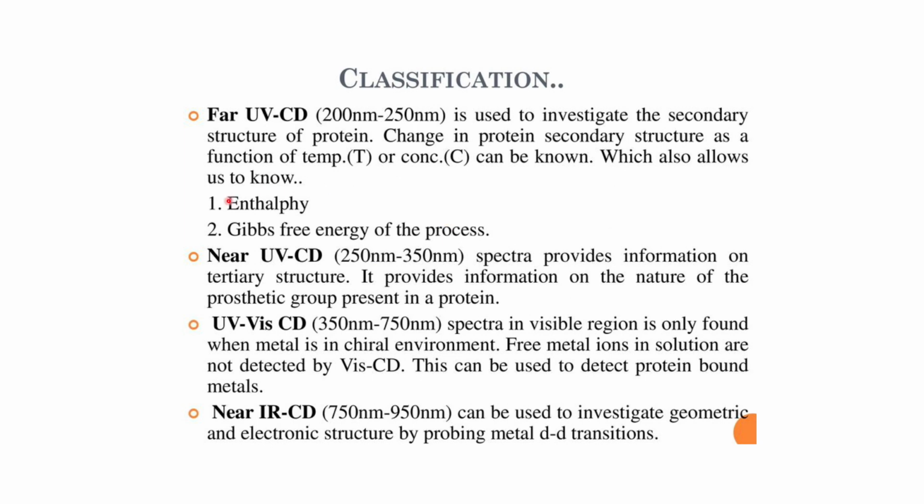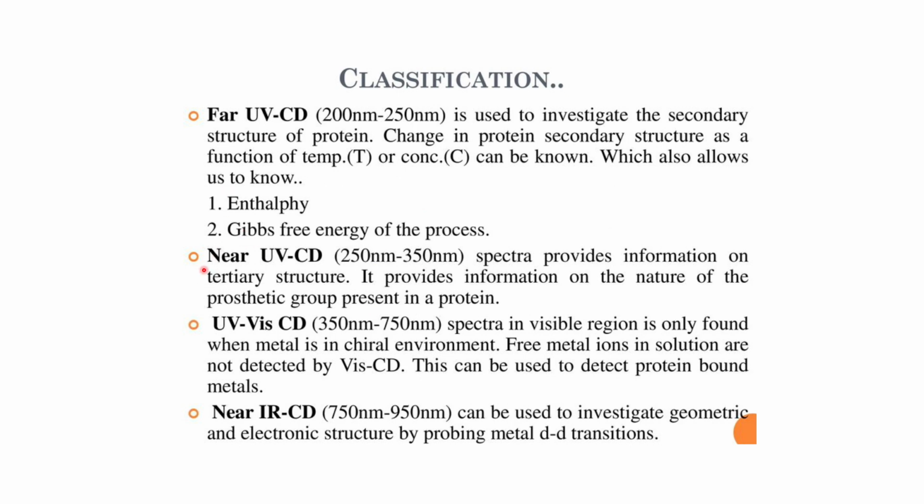To give a more detailed explanation, far UV circular dichroism, which is 200 to 250 nanometers, is used to investigate the secondary structure of proteins. Change in protein secondary structure as a function of temperature and concentration can be known, which allows us to know the enthalpy and Gibbs free energy of the process.